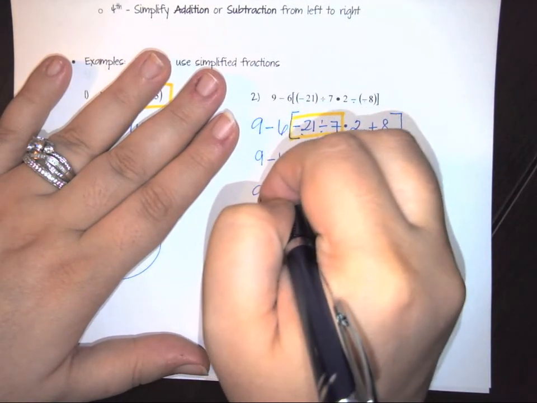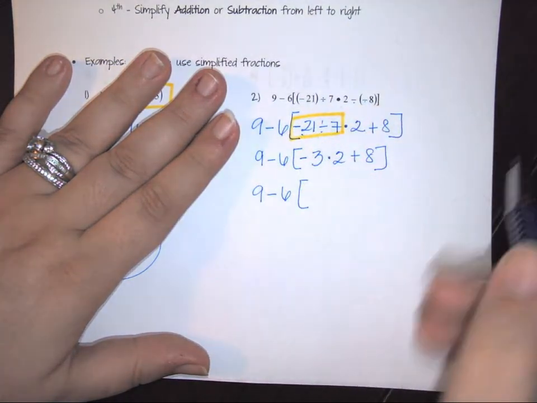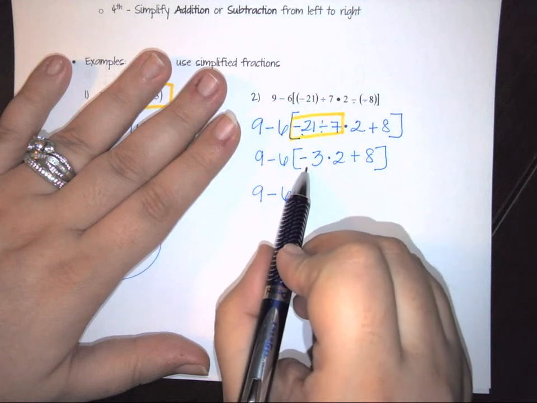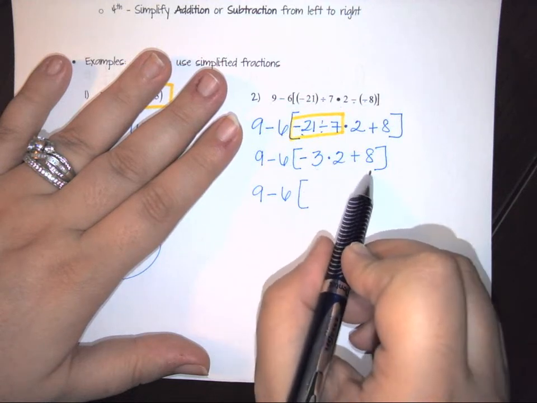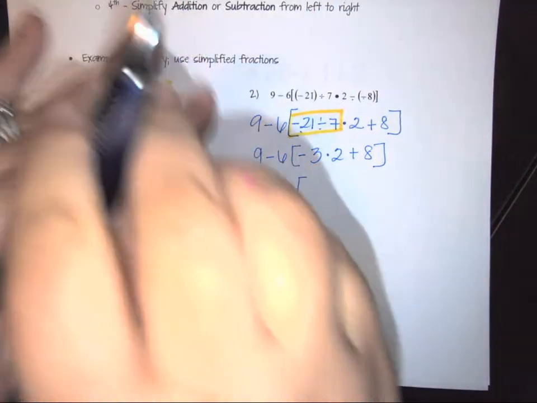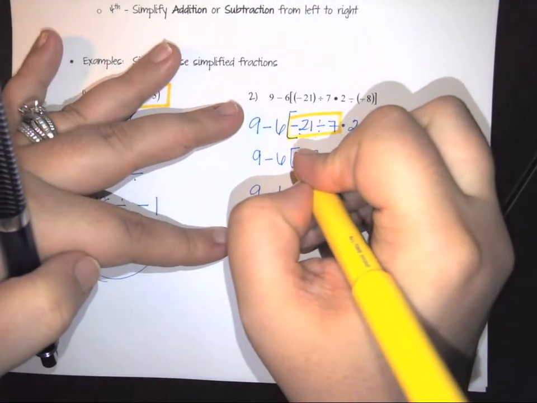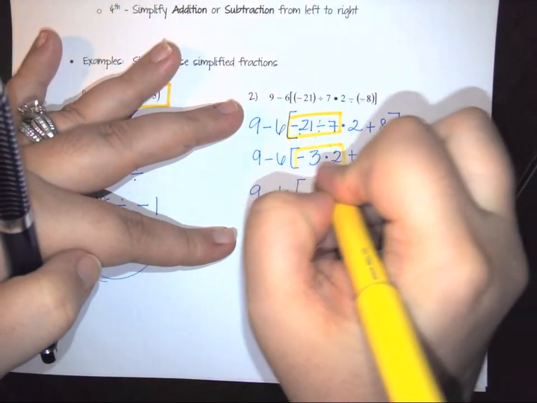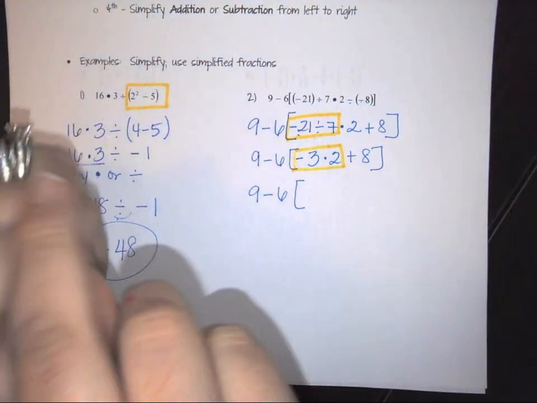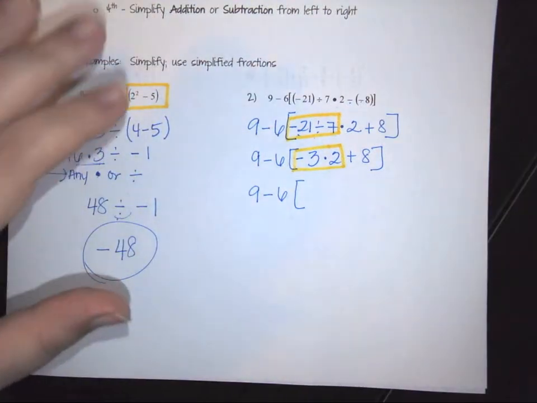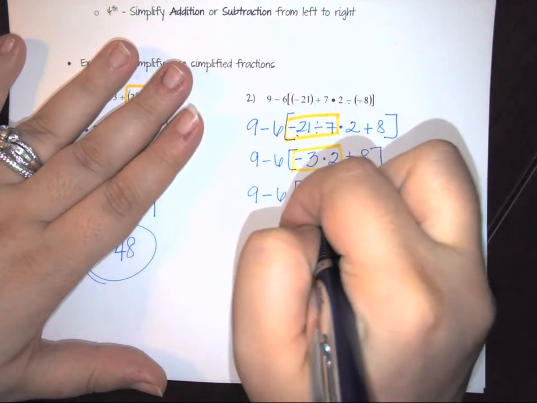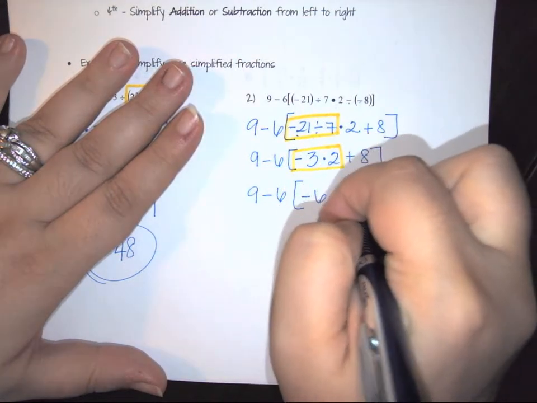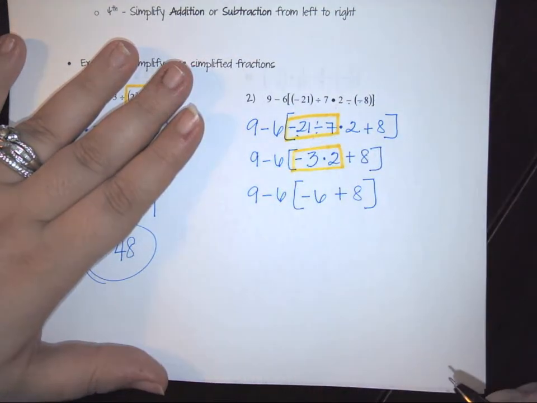This is 9 minus 6 times. Again, I'm going to start on the leftmost side, and I'm going to travel along to see if I have any more multiplication or division. What you'll notice is that these first two terms are multiplying. Therefore, this is what has to come next. -3 times 2 gives you a -6 plus 8. Sorry, -3 times -2 gives you a positive 6, plus 8.